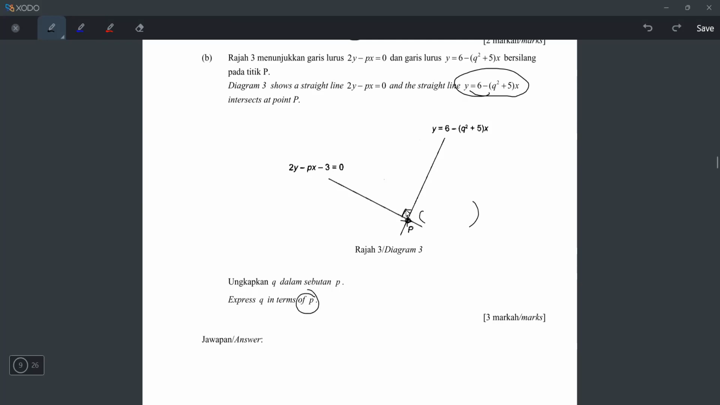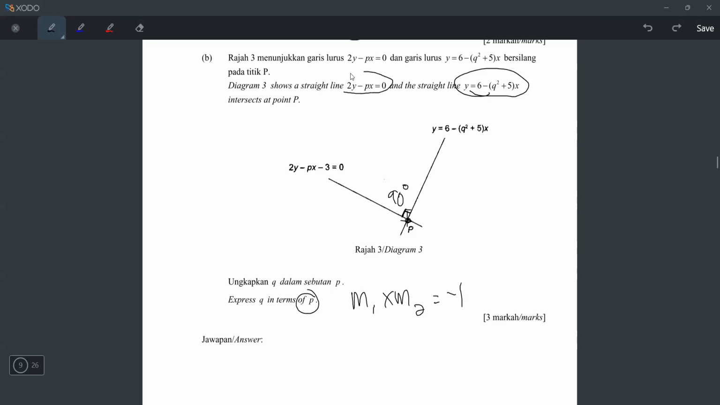Okay, look at this small box. This small box means 90 degrees, right? And whenever you see 90 degrees, confirm we will be using this formula, m1 times m2 equals -1, because it is perpendicular. So I don't think I need to find the point P. They just want you to express Q in terms of P. It means I will find the gradient of this line and the gradient of this line, and then multiply these two gradients to equal -1. That's the plan.